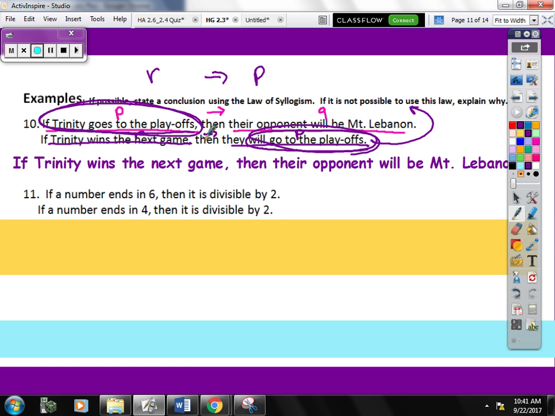If Trinity wins the next game, then they go to the playoffs. If they go to the playoffs, their opponent will be Mount Lebanon. Therefore, if they win the next game, their opponent will be Mount Lebanon.